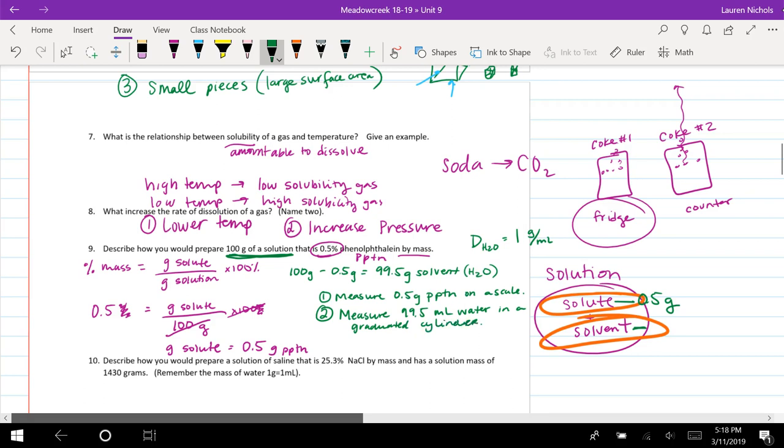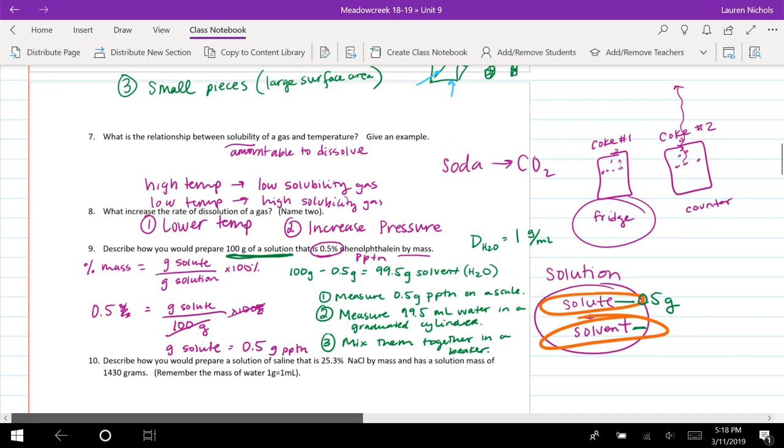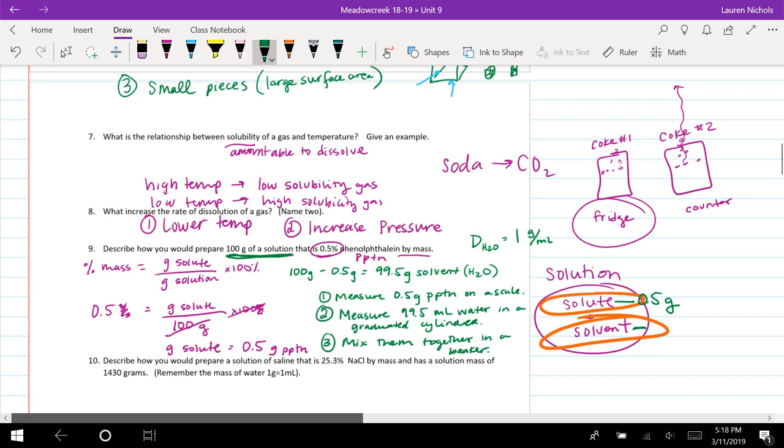Okay, and then we're going to mix them together. And you don't want to mix them together in your graduated cylinder, so let's just say in a beaker. That's a solid choice. Okay, but the key thing here, the way that you could get this kind of question wrong on a test, is if you put 0.5 grams of phenolphthalein, but you accidentally put a full 100 grams or milliliters of water. That would be incorrect.